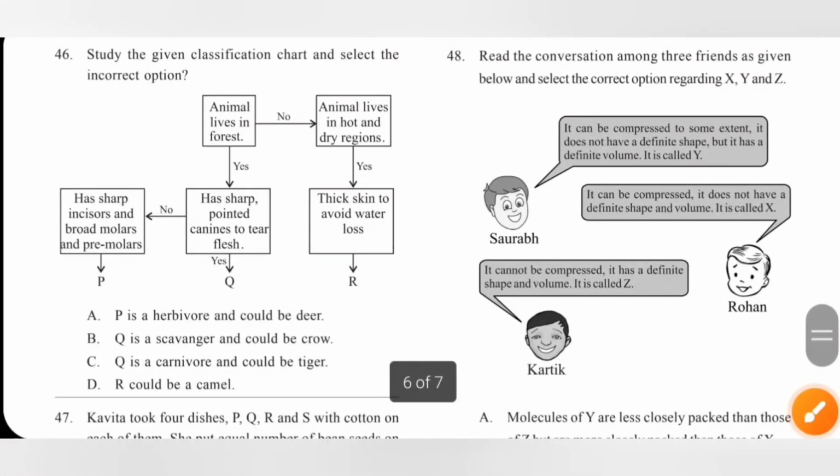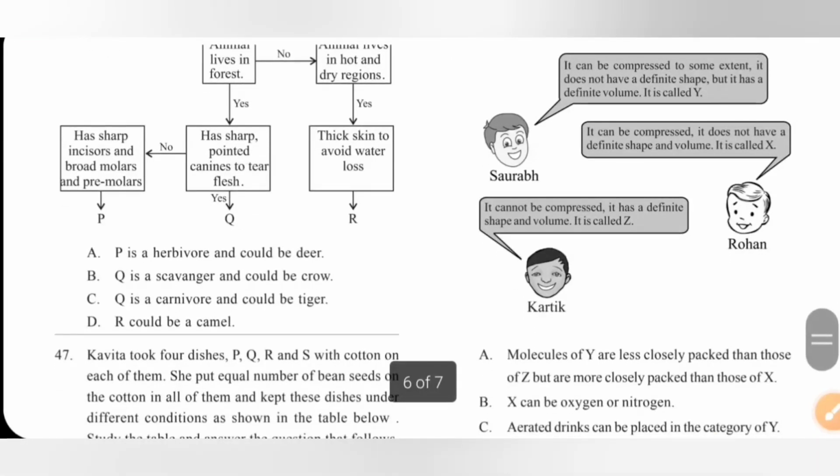48. Read the conversation among 3 friends as given below. Select the correct option regarding X, Y and Z. It can be compressed to some extent. It does not have a definite shape but it has a definite volume. It is called Y. So Y is a liquid. Next, Rohan. It can be compressed. It does not have a definite shape and volume. It is called X. So X is a gas.